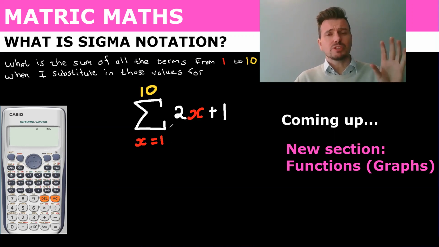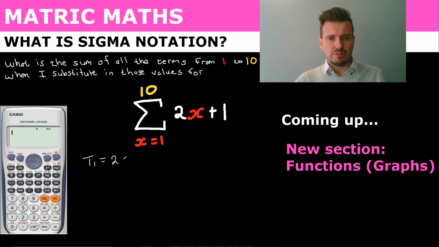So we're doing sequences and series. What this basically means is you're going to get a sequence and then you need to sum that sequence. So let's just take it step by step. The first term, t1, is going to be 2, and then we're going to substitute in x is 1, and we're going to get an answer. And then we take this for t2, and we'll sub in 2.